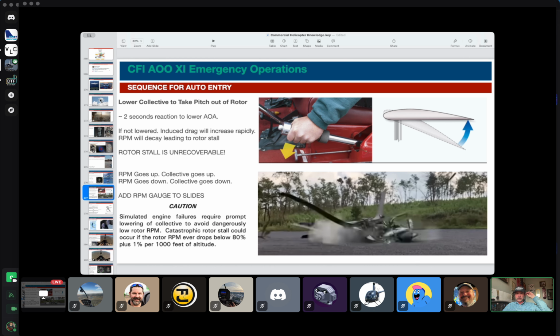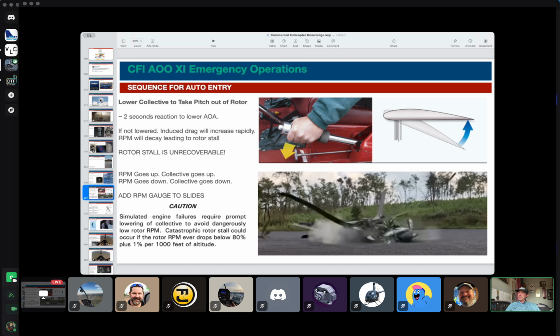As we learn to fly the helicopter with the engine off, we're learning to manipulate the collective to give us some of the control inputs we're looking for. As RPM goes up, the collective comes up. RPM goes up, we raise that pitch a little bit to slow the rotor blade down. As RPM goes down, we lower that pitch a little bit to help those blades speed back up, trying to keep it in the green. Add RPM gauge to slides. I didn't do that. A note that I made to myself.